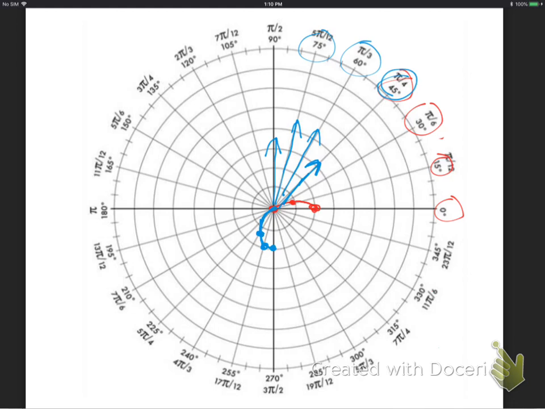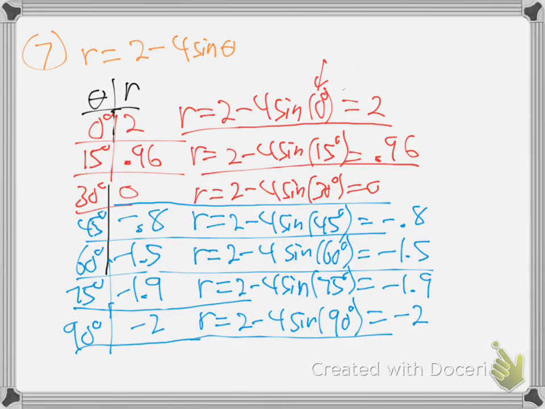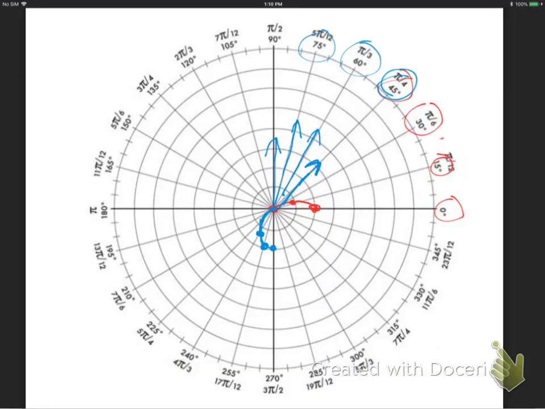Is it going to make an inner loop? What is this? This is a limaçon, right? It's going to make an inner loop. Well, here I'm going to do some more. I'm going to have to kind of speed up the process. So I'm at 90. I'm going to start skipping around a little bit, if that's okay.